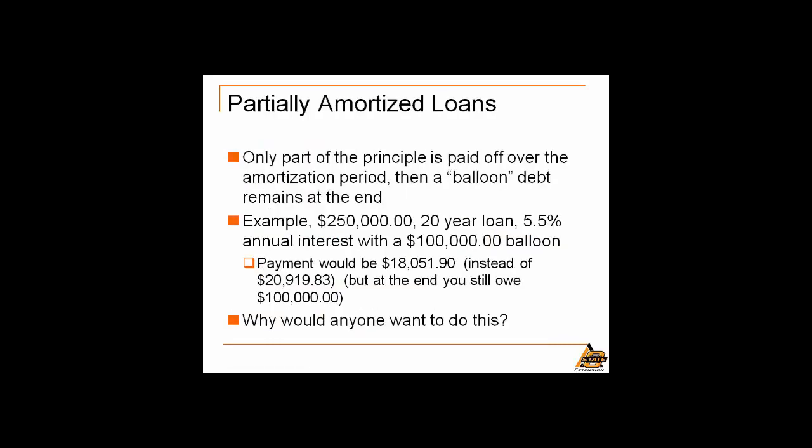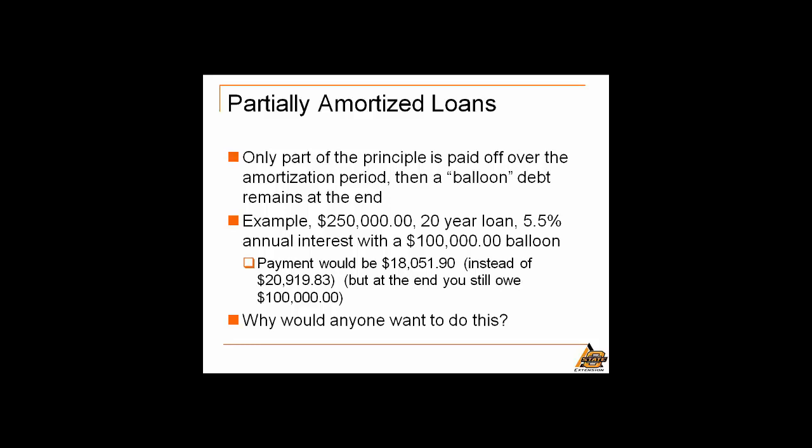The final type of amortized loan that I want to mention in this video is the partially amortized loan. This is a loan where only part of the principal is paid off over the amortization period. Then something has to be done with the remaining, quote-unquote, balloon debt at the end of the loan contract. You may have heard of loans with a balloon remaining at the end. That's what they're talking about.